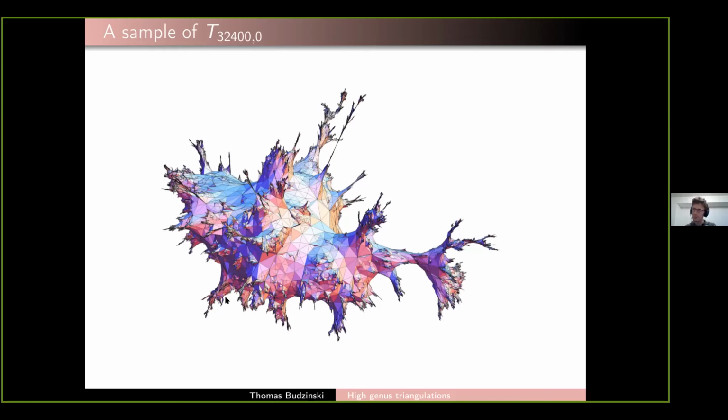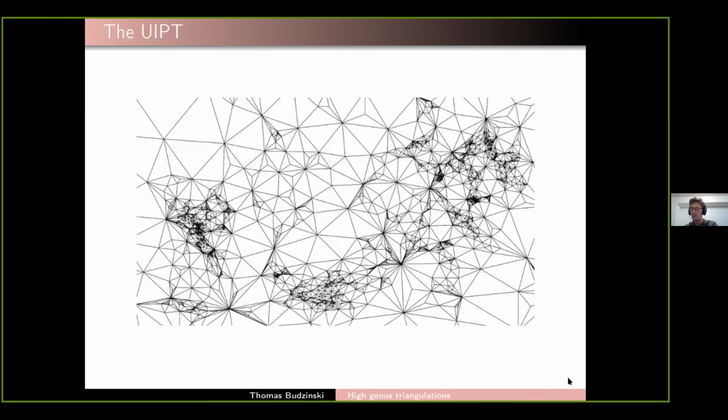And if we are interested in local convergence, it means that we are looking at the neighborhood of a typical point in this surface. So to get an idea of what the local limit is, we need to zoom on the neighborhood of a typical point here, and what we will see is going to be something like that. Again, we see that it's a quite irregular object with fractal-like properties, and this can also be seen as a sample of the UIPT, so this infinite limit of uniform triangulations.